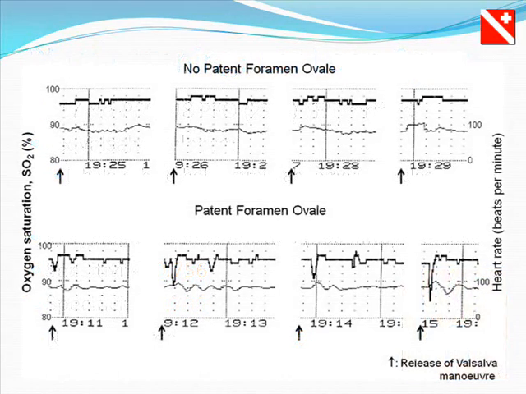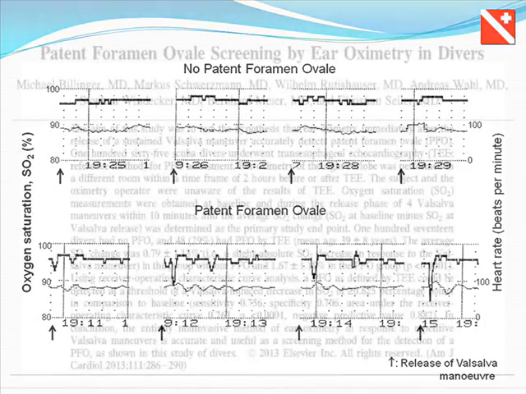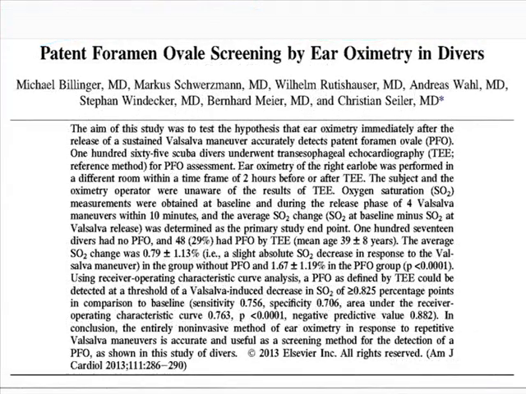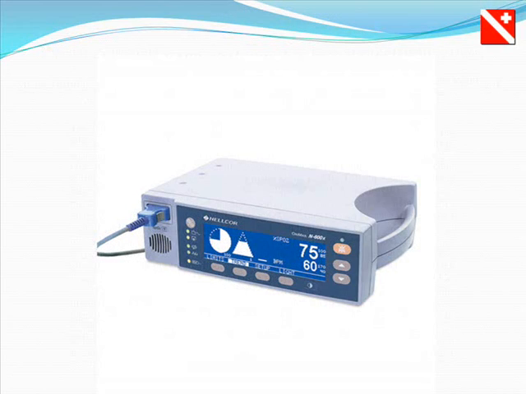Okay, so this is just to show you what the tracings look like. This was the group with no PFO. And essentially what you saw is no major change in saturation when the Valsalva was released. For those with patent foramen ovale, there was a very obvious dip. And this is published in the American Journal of Cardiology, so we're talking about a serious journal, a very, very good study. That's what the device looks like.